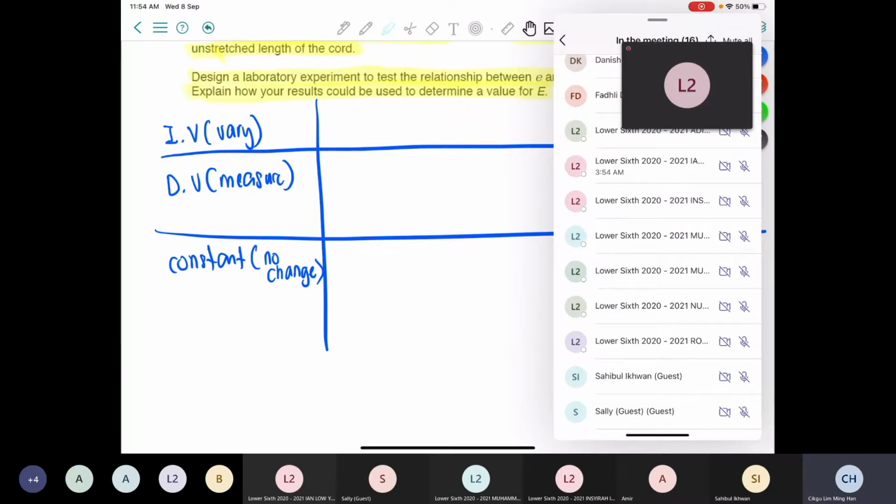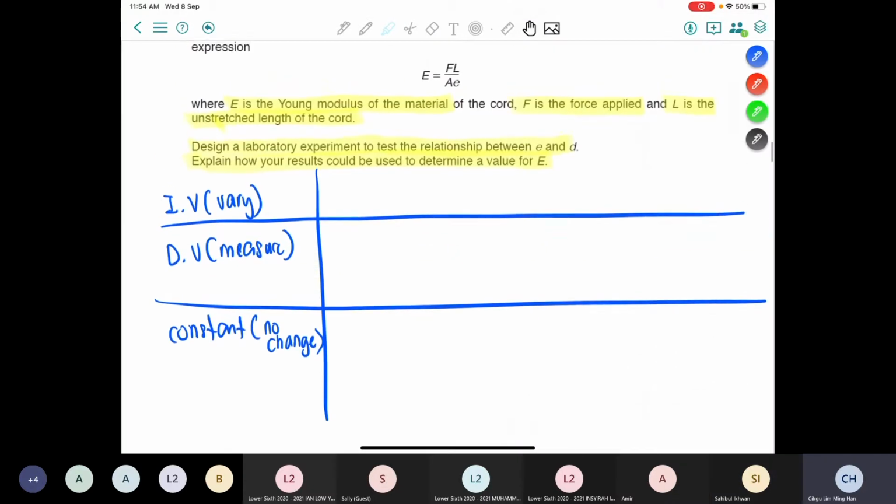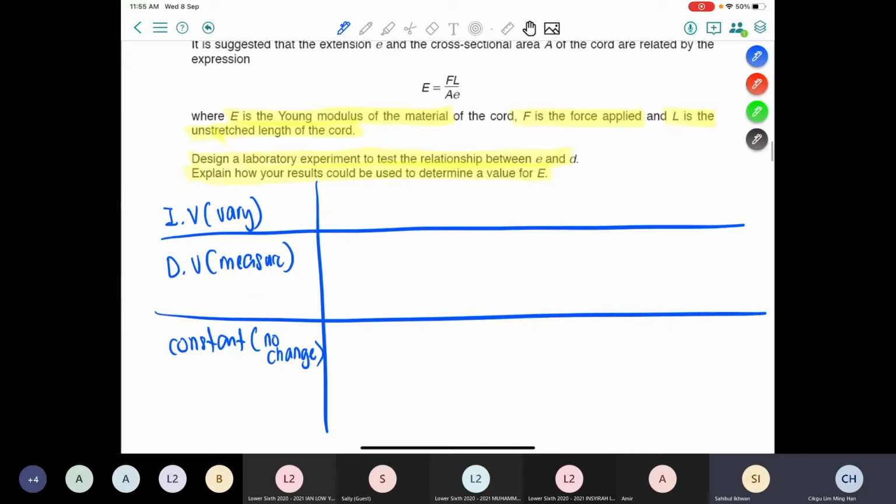Sahibul, are you there, Sahibul? Yes, sir. Yeah. So after you read the expression of them, what do you think is the variable and the constant? Yeah. Independent, cross-sectional area. Okay. Frequency, what is this? Dependent variable.